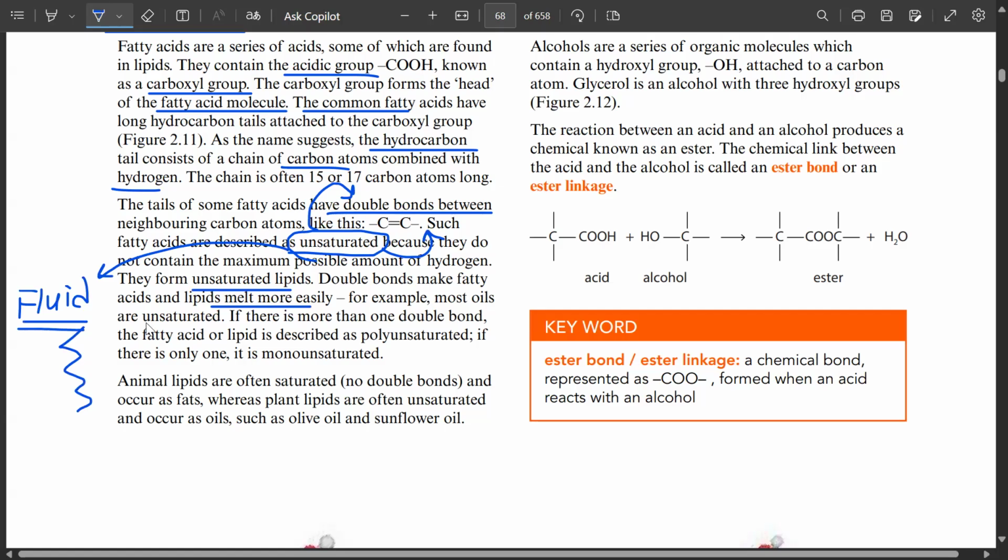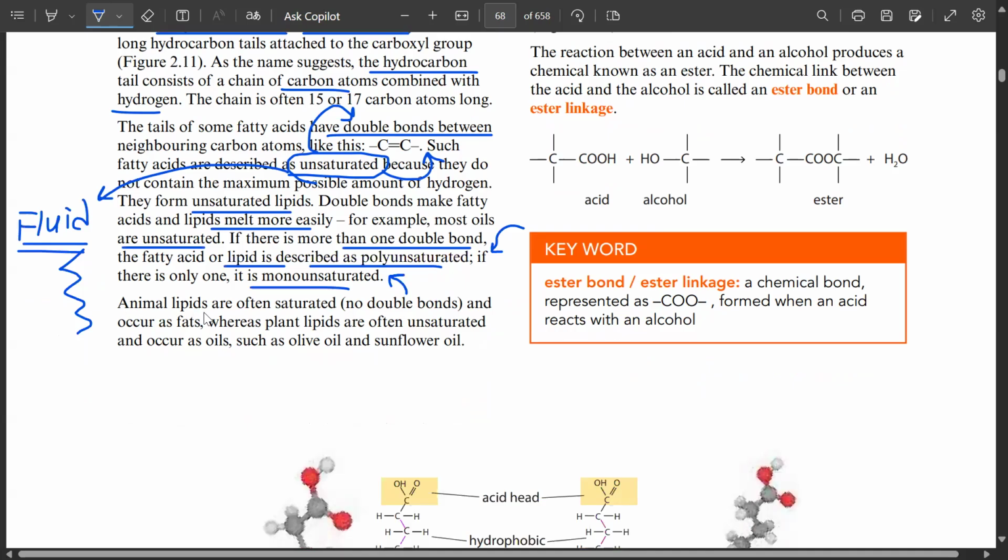For example, most oils are unsaturated and have more than one double bond. The fatty acid or lipid is then described as polyunsaturated. If there is only one double bond, it is monounsaturated. Animal lipids, for example, are often saturated. They have no double bonds, whereas plant lipids are unsaturated. So we can say that animals have saturated tails, whereas plants have unsaturated tails.